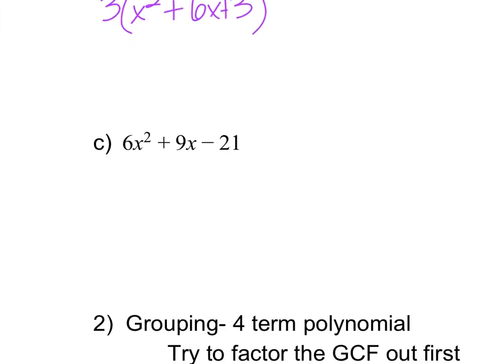Next one. Looks like you can factor out a 3 on this one. So that would be 2x squared plus 3x minus 7.